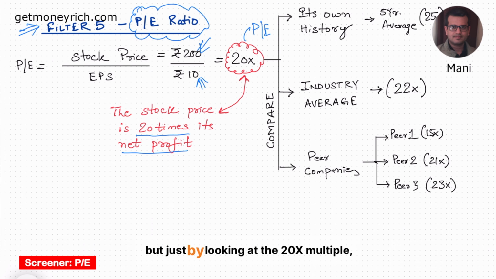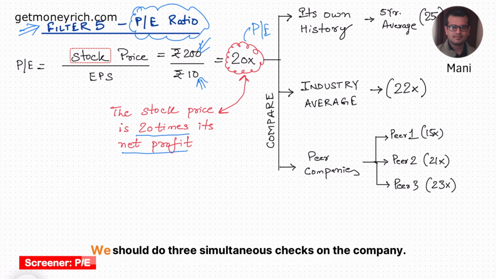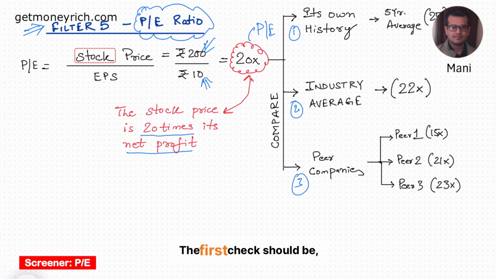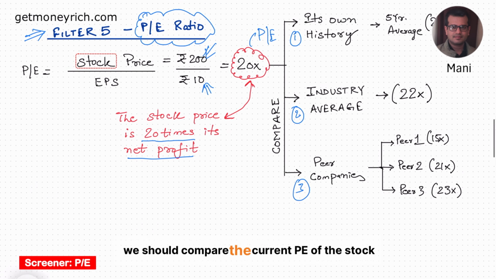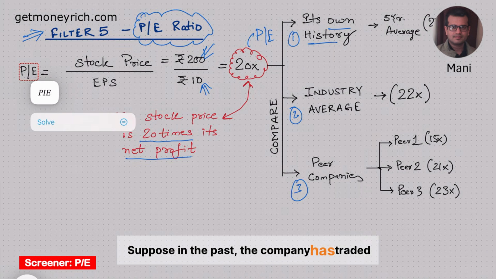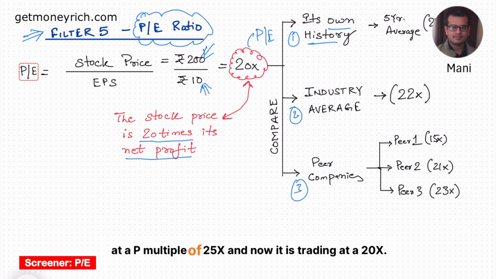But just by looking at the 20x multiple, the PE multiple, we cannot conclude anything about the valuation of the company. So what should we do? We should do 3 simultaneous checks on the company. The first check should be to compare the current PE of the stock with its historical PE ratios. Suppose in the past the company has traded at a PE multiple of 25x and now it is trading at 20x. There is a hint that this stock may be undervalued.